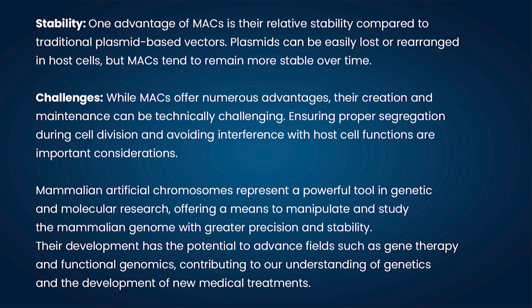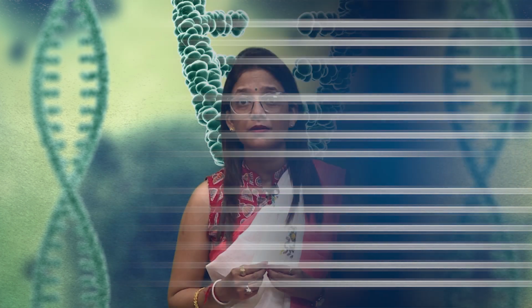for therapeutic purposes. So, in conclusion, mammalian artificial chromosomes represent a very powerful tool in genetics and molecular research, offering a means to manipulate and study the mammalian genome with greater precision and stability. Their development has the potential to advance fields such as gene therapy and functional genomics, contributing to the understanding of genetics and the development of new medical treatments. So, this completes mammalian artificial chromosomes.